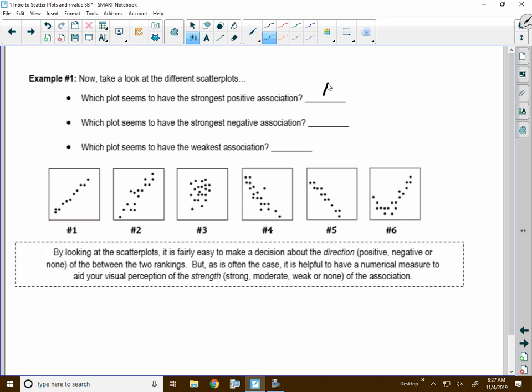Which one do you think seems to be a strong negative? Number 5. Absolutely, number 5. And what do you think about a weak correlation? 3. Yeah, 3 is really great. If you look at 4, it's still kind of negative, right? 6 is still mostly positive. So that's why 3 would definitely be the one with the weakest association, because you can't really tell where it's headed. Any questions on that? Okay.